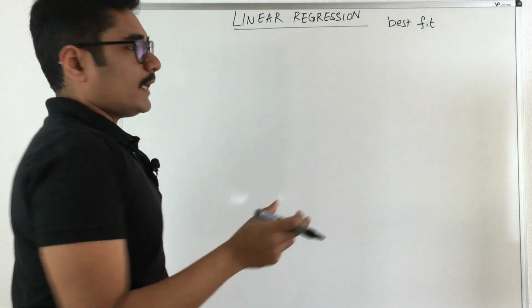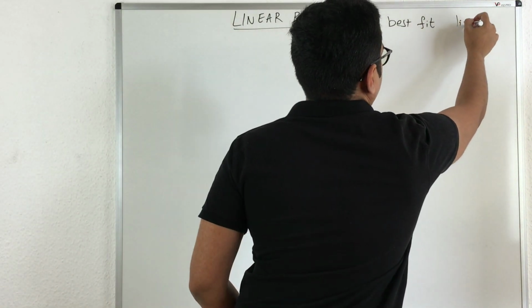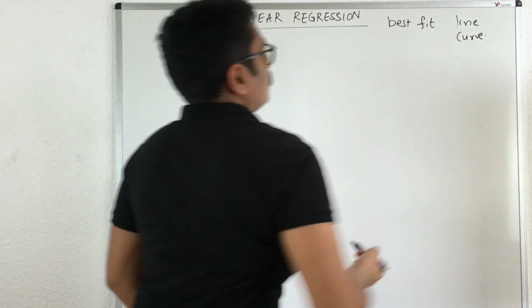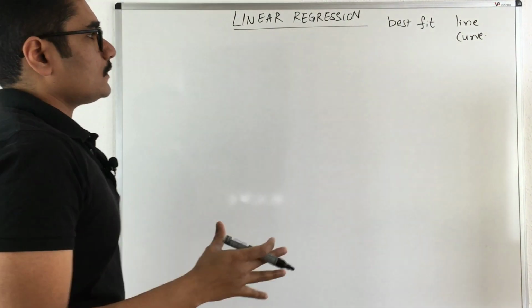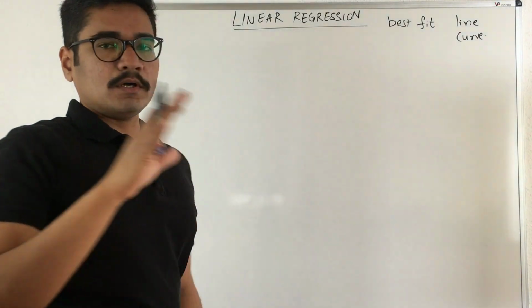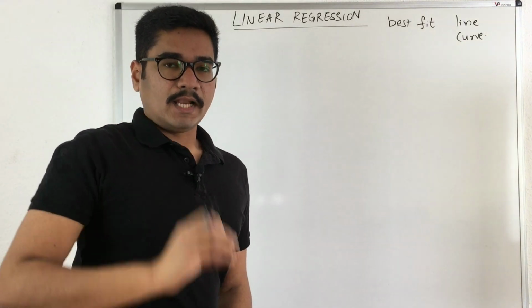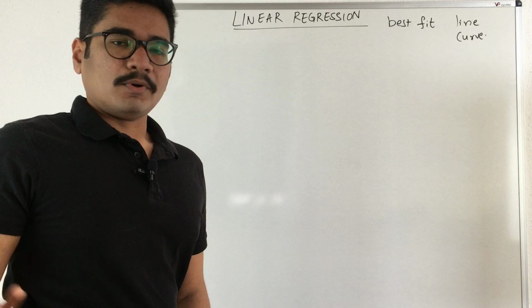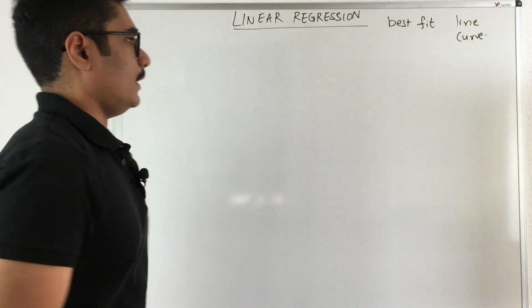Now best fit can be put before a line or it can be put before a curve. So given a set of some points, you have to find a best fit line or a best fit curve. It's not always possible that you fit a line. There can be a curve or some other exponential curves possible which can fit that particular data.